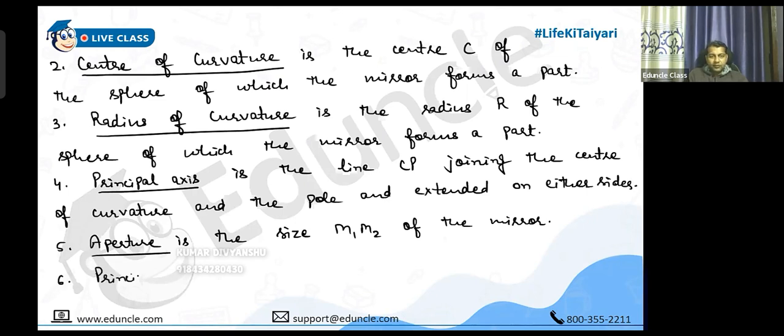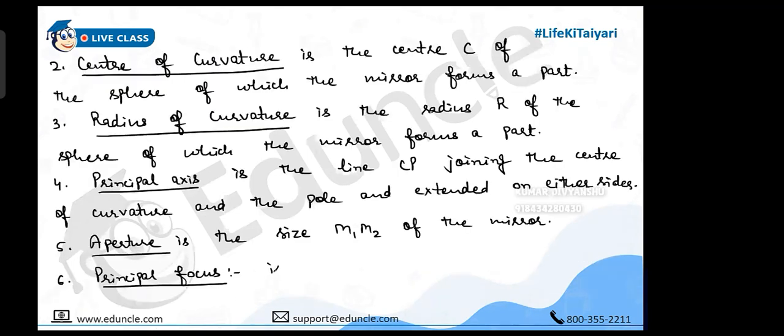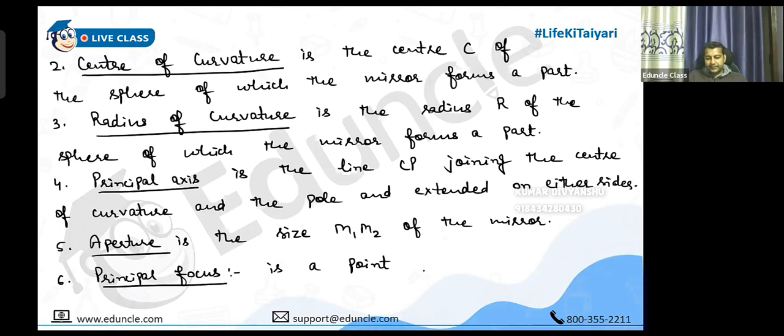And last is principal focus. It is the point where the parallel rays, after reflection, meet or appear to come from. In case of concave, they meet at this point, and in case of convex, they appear to come from this focus. You can see they are not actually coming at the focus, but it appears as if they are coming from the focus. Okay. It's typically a midpoint of radius of curvature, I think. Yes, yes.